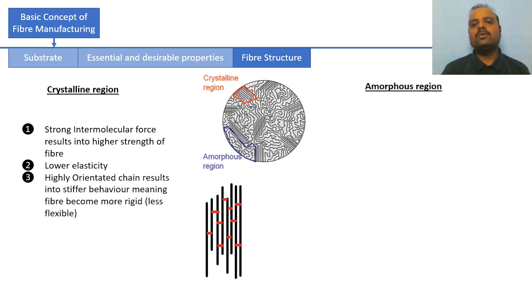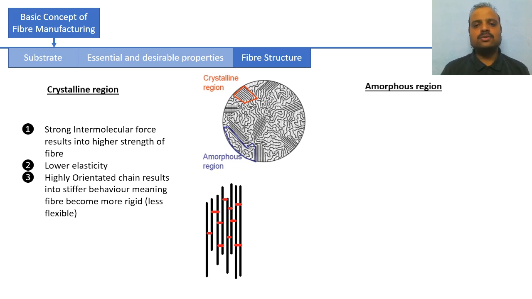Third, high orientation of the chains in this region results in a steeper behavior, meaning the fiber becomes more rigid. It is less flexible. Crystalline regions are packed bundles of polymeric chains, hence they behave stiffly. In general, if a higher number of crystalline regions are present in the fiber, this fiber is less flexible.